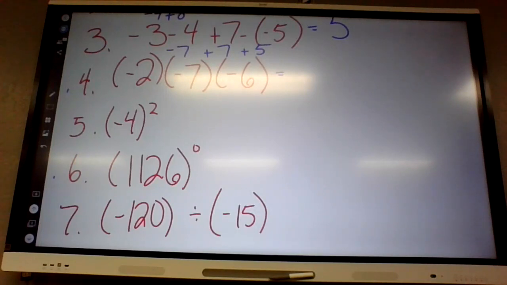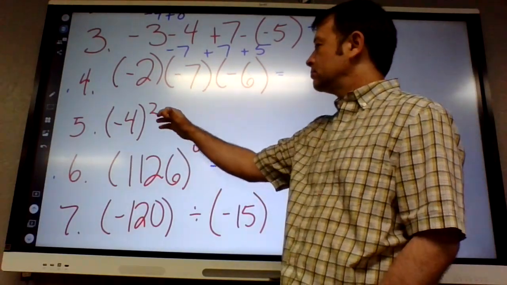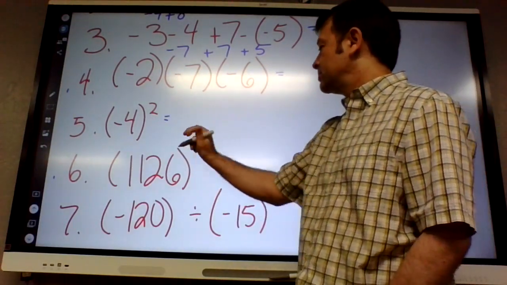What are we supposed to do in number 6? Solve it, simplify it. What's it equal? Oh, I thought that was degrees. That's a 0. Exponent 0.